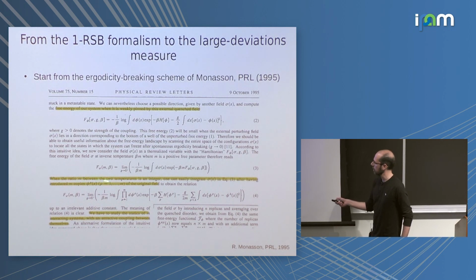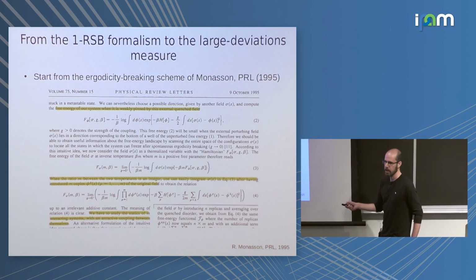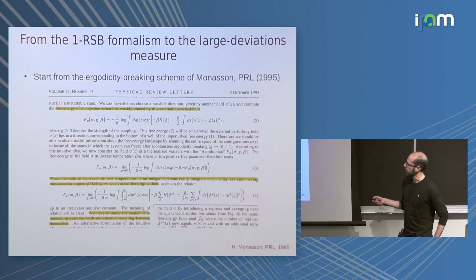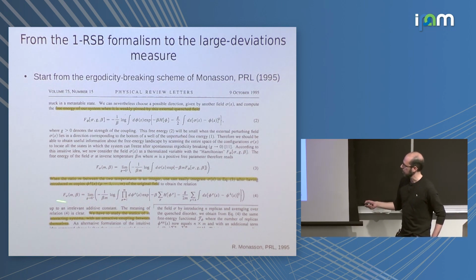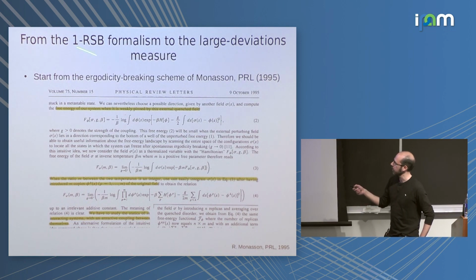Again, you see here I've highlighted that the parameter m becomes an integer, then one does additional manipulations, and that ends up in an expression in which we have to study the statics of m interacting systems with an attractive coupling between themselves. So this is exactly what we are doing. The difference is that in order to get back to the equilibrium measure in the one-step replica symmetry breaking formalism, you need to send this field G to 0. And in our models, at least in some of them, if you send this field G to 0, you lose everything. You get back to the original description.